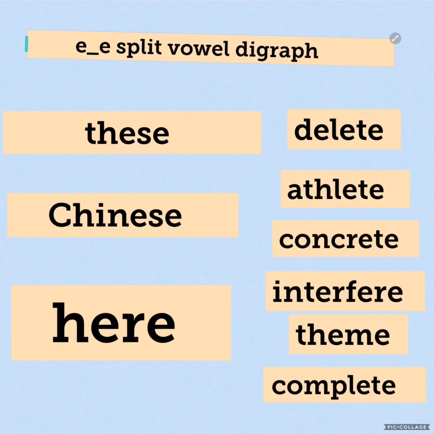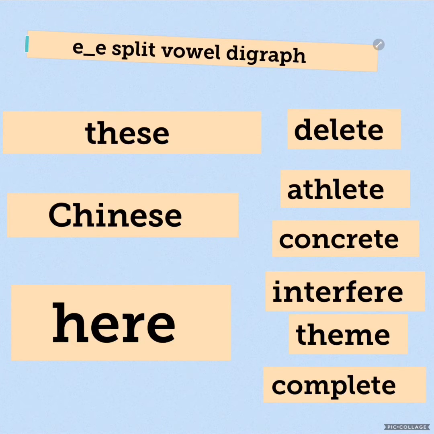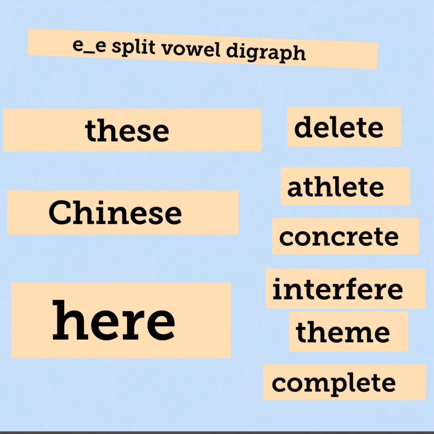Boys and girls, the first digraph we're going to look at is the split vowel digraph E, and that split vowel digraph represents that long E sound or phoneme. If you take a look at the bottom, you will see the word here. I'll just show you how the 2 E's in the word here are split by that R. An R isn't a vowel, it's a consonant. Of course, the 2 E's are vowels. That's why it's called a split vowel digraph. Vowels are split by a consonant. And you can hear the long E sound in the word here.